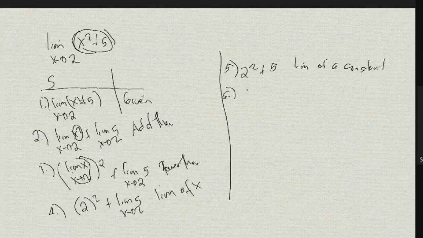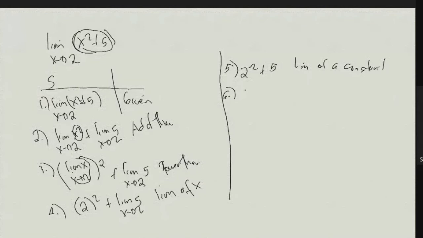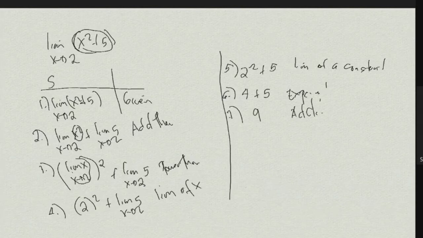Magiging 4 plus 5. So, reason is Exponent. 4 plus 5 is 9. So, addition. Yun na. Napatunayan na natin na siya ay 9.